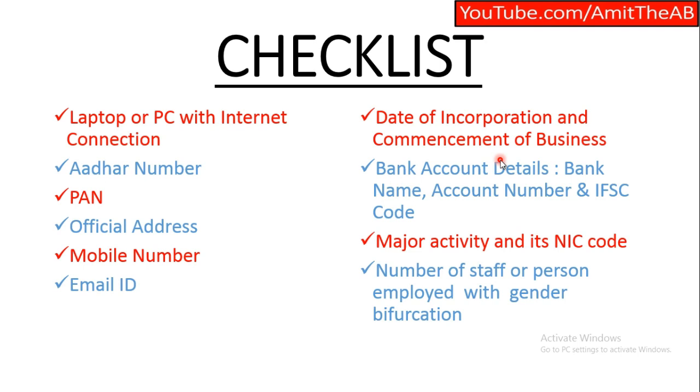Suppose you are forming a limited company, you would get the formation right there and then. But to set up the whole production line, it would take some time. After that, the commencement would start. So definitely there will be some time lag. So have a note of when the production started and when the company was incorporated. Next are the bank account details, that is the bank name, the bank which you have the account with, account number and IFSC code. Next is major activities and their NIC code. Number of staff or persons employed with gender bifurcation. So how many males are employed, how many females are employed, how many others are employed. There's a question on that, and I think if you have the bifurcation, it will be helpful.